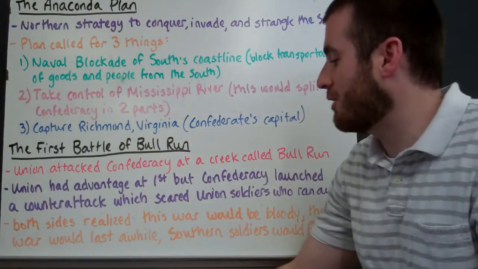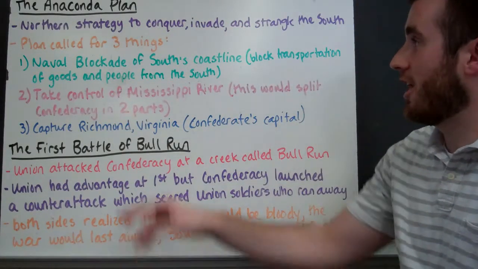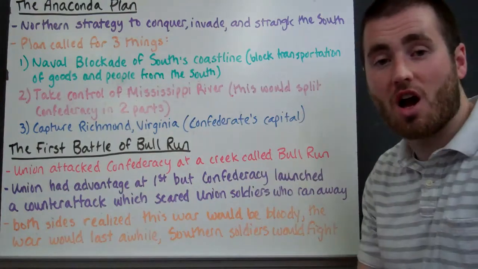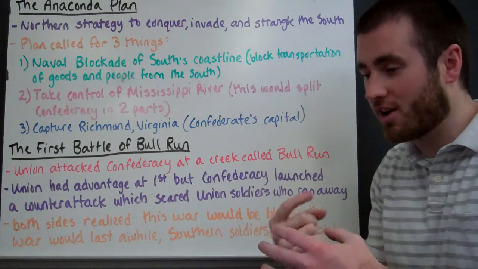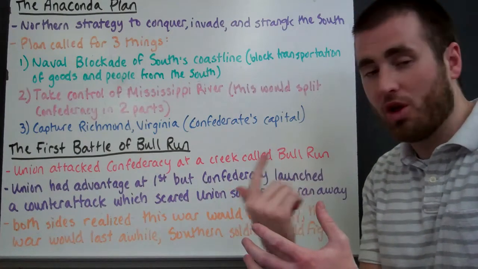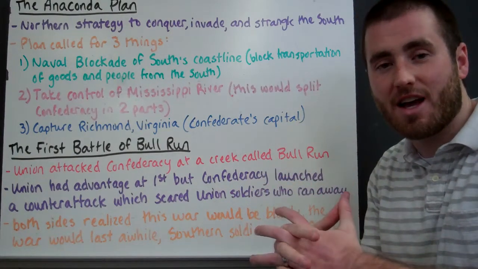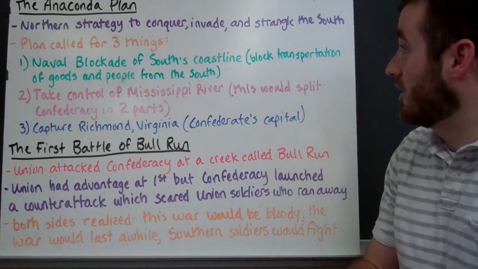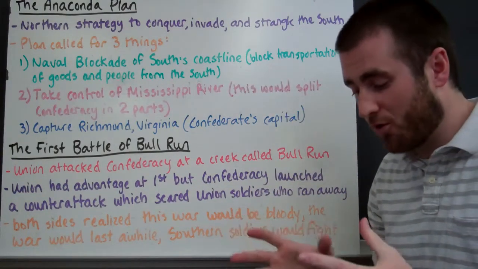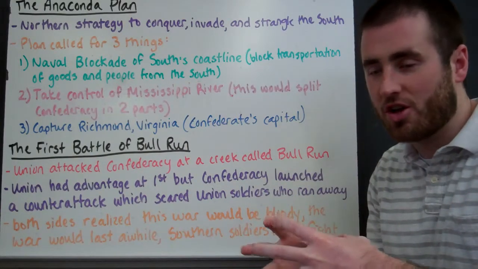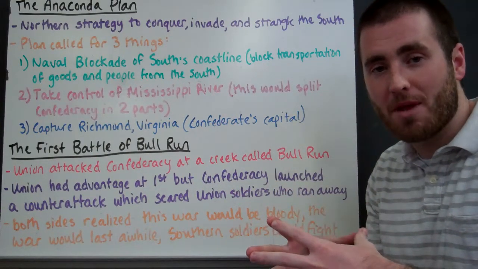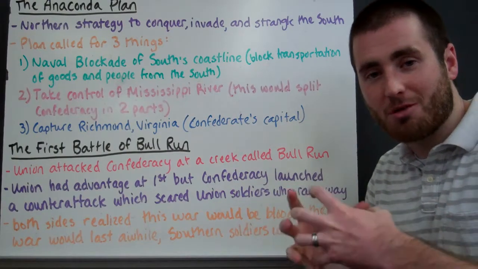All right, so the Anaconda Plan. Once the Civil War had started, the Anaconda Plan was the northern strategy to conquer, invade, and strangle, like constrict, like an anaconda snake. An anaconda eats its prey by coiling around it, constricting it until it suffocates and dies, and then they would eat it that way. And so they called it the Anaconda Plan. So the North wanted to surround the South and constrict it, cut off anything it could. No supplies, no men could come in, no outside help, until they were eventually completely defeated.